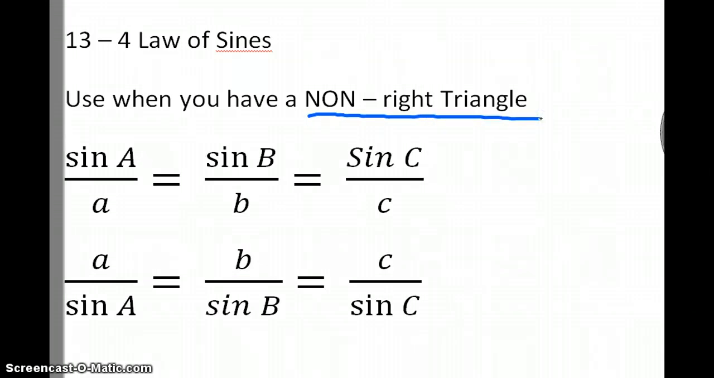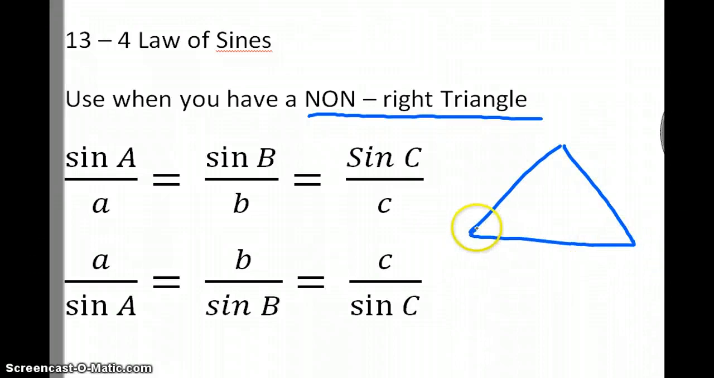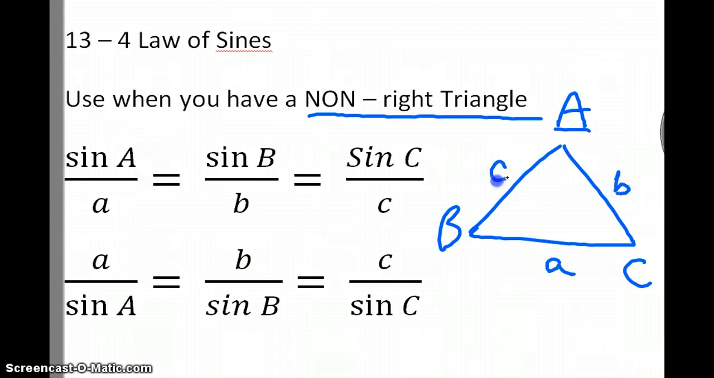So the first thing I'd like you to do is to copy down the law of sines, and the law of sines is simply if you have a triangle, and I drew an equilateral looking triangle here, but this is any triangle. Remember that the angle is a capital letter, so the side opposite the angle is a small letter. So this would be labeled small letters and capital letters.